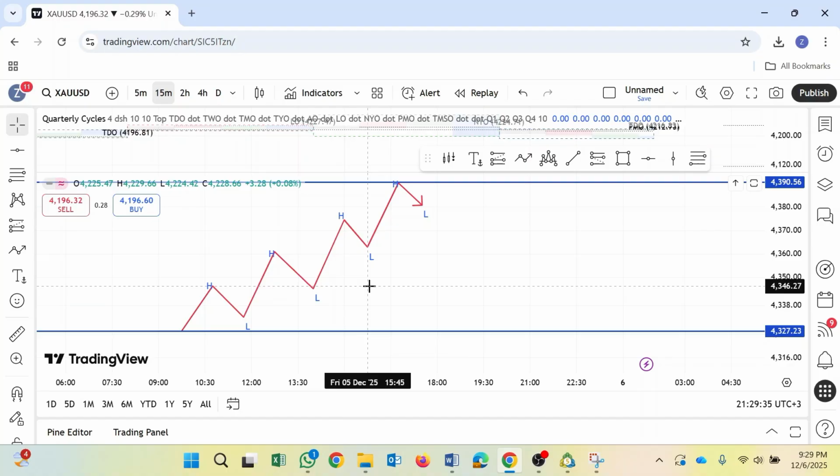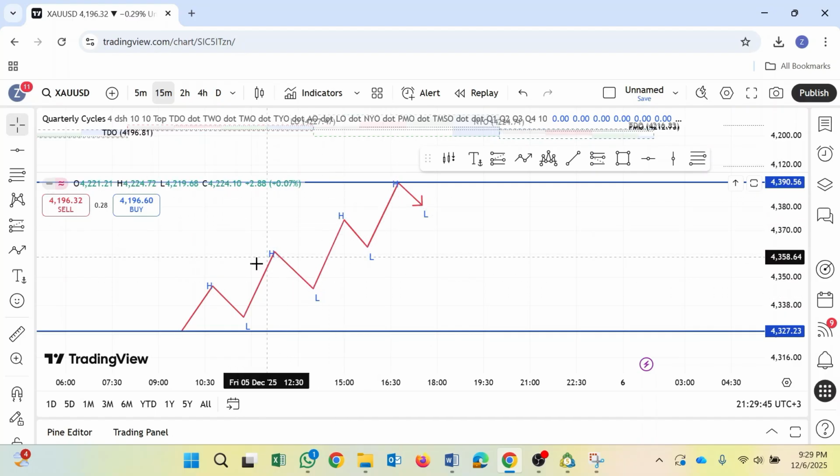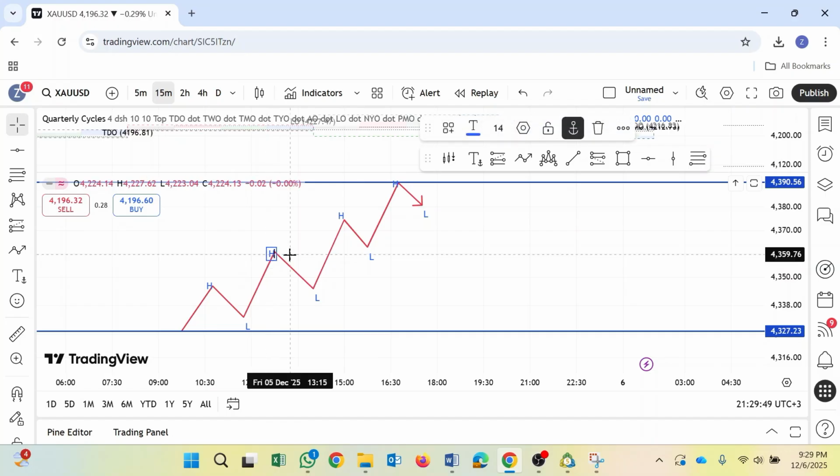Now, the highs and the lows. If I compare and call this high 1, high 2, high 3, high 4, my high 2 is higher than high 1. So I can say this is a higher high than the previous one. This is a higher high. And this is also another higher high than the previous one. And this also is another higher high than the previous one.